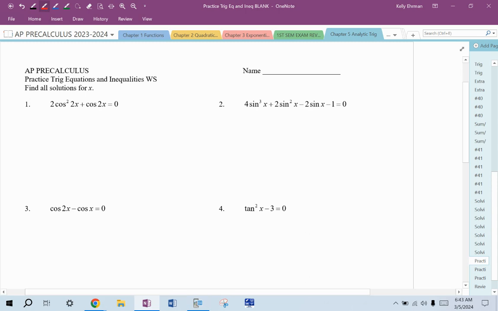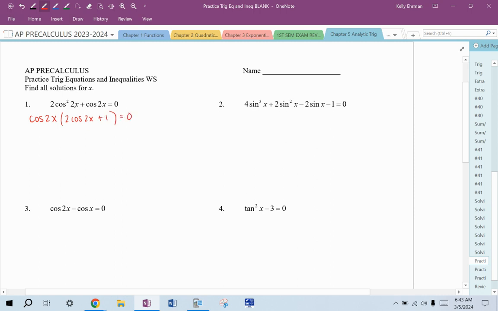All right, so we're just going to practice these trig equations and inequalities today. So our first set are equations, which means we should be doing the plus 2 pi k idea. And the first one, I have the same type of trig function in two terms, so I'm going to factor out what I can. So factor out a cosine of 2x, and you're left with 2 cosine 2x plus 1.